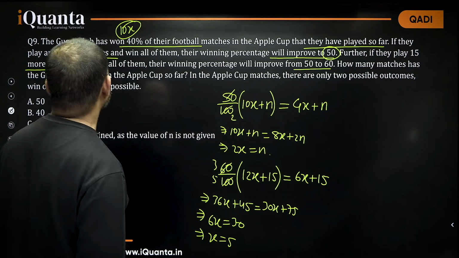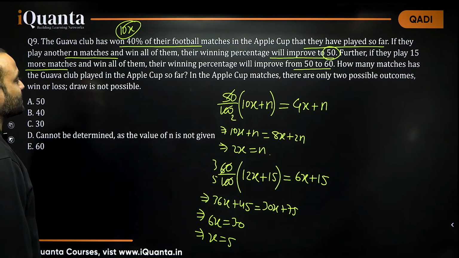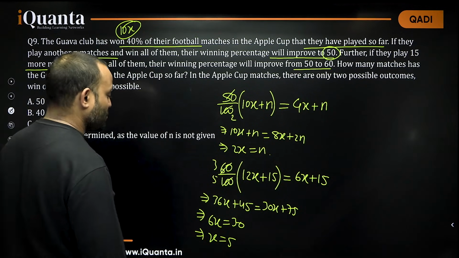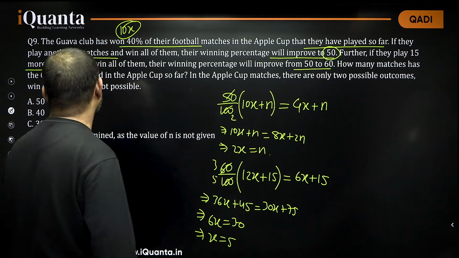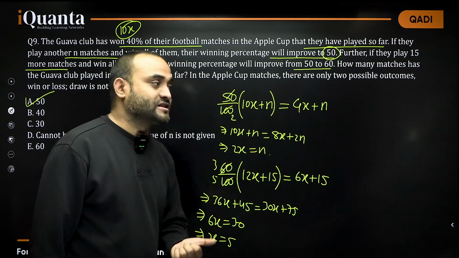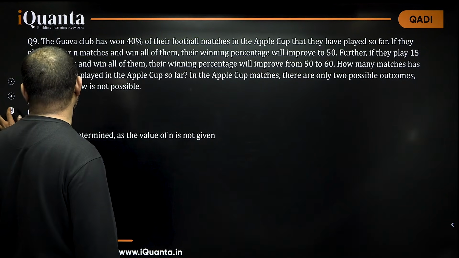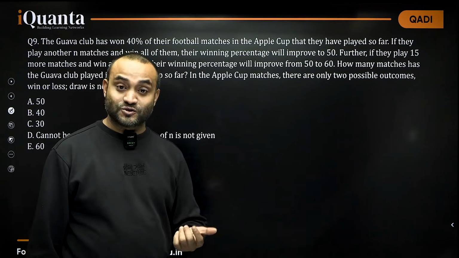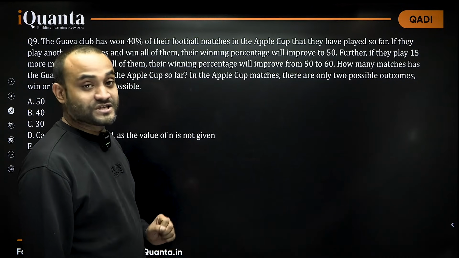Question is, how many matches has the Guava Club played in the Apple Cup so far? So X is 5, 10X is equal to 50. Answer is option A. Now this is one method to solve this question. This is the algebraic method. We can solve this question very easily using alligation.